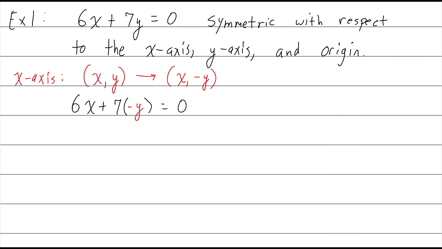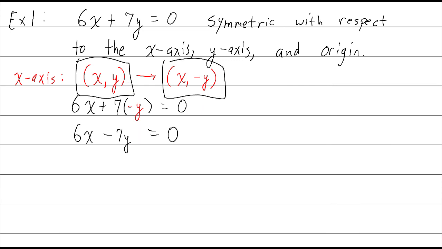All right, now I'm going to simplify this. 6x minus 7y equals 0. Remember, if this graph is symmetric with respect to the x-axis, then this is a point of that graph, and this is a point of that graph. In other words, they should be the same graph. Okay, should give you the same graph, the same equation.